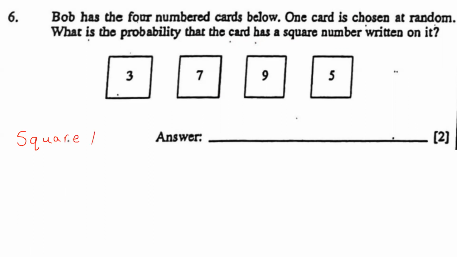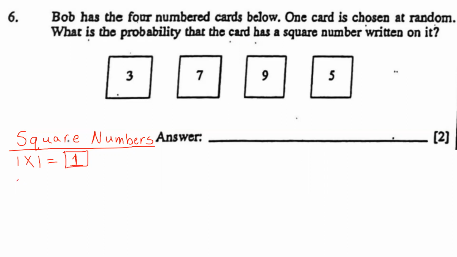So, square numbers. There are different square numbers that we have. I'm going to list some of them. Some square numbers we have are 1 times 1 equals 1. So 1 is a square number because 1 times 1 is 1.